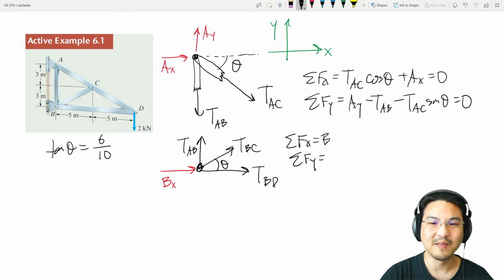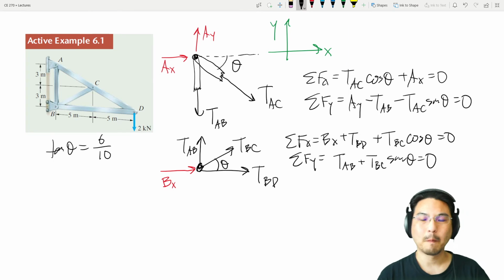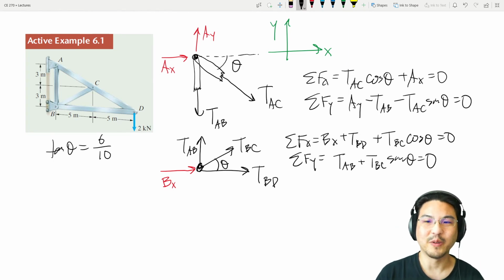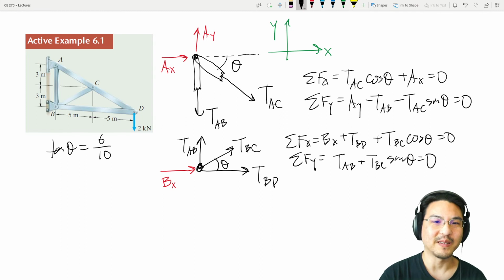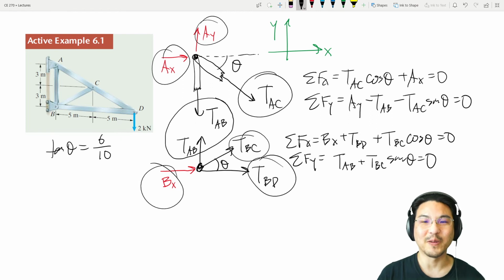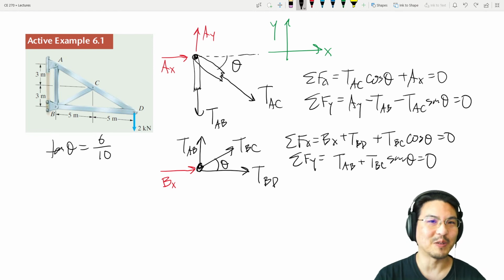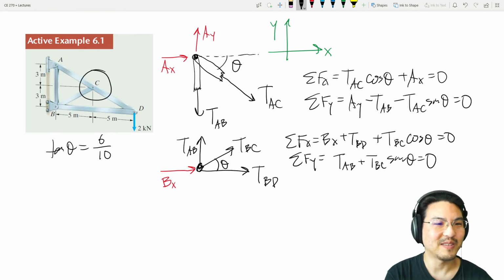Okay, so x direction. This, and this. Okay, y direction. Okay, so all together we have 4 equations and how many unknowns? 1, 2, 3. These are the same unknown. 4, 5, 6, 7. 7 unknowns, 4 equations. We don't have enough equations, so then we go to the next joint, joint C.